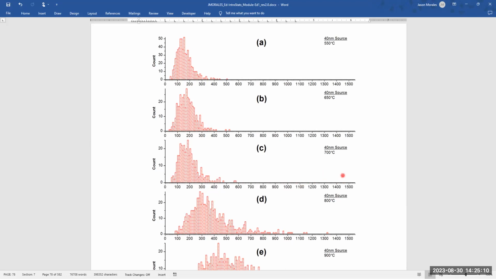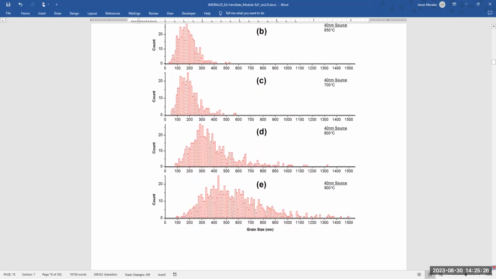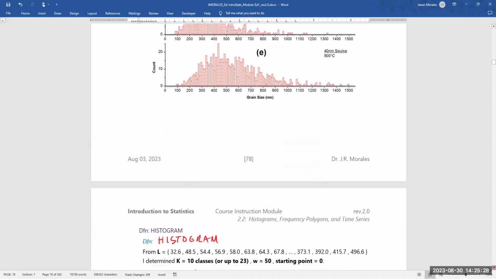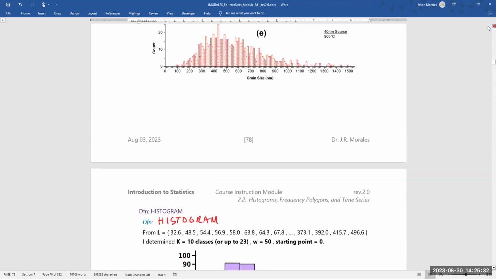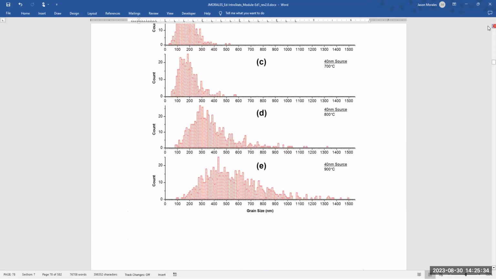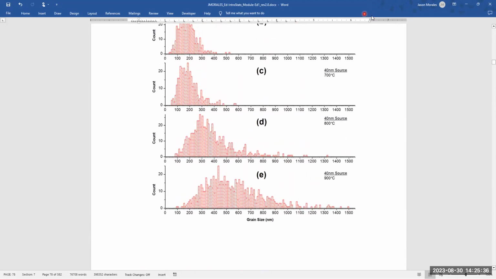And that, for me as a scientist, as an engineer, tells me something important that I can build off of to make more discoveries. And I did that using histograms. Okay, so that's a good place to stop before we actually get into the explanation of a histogram.